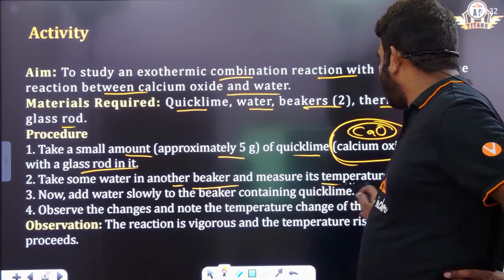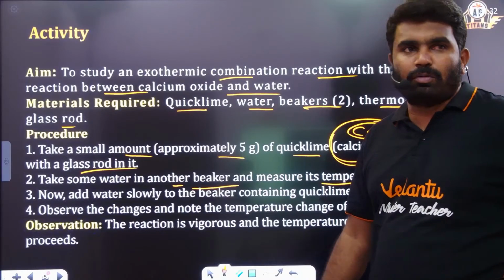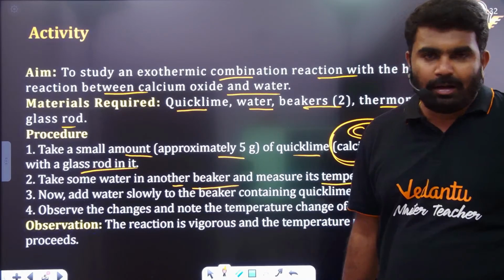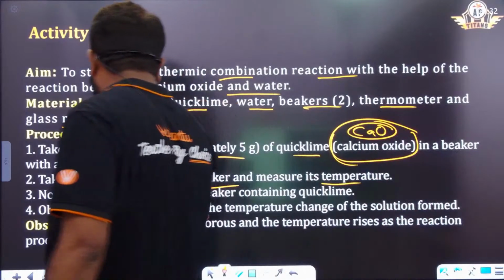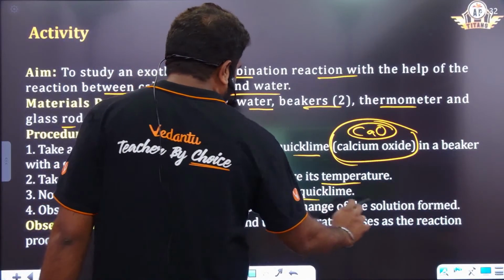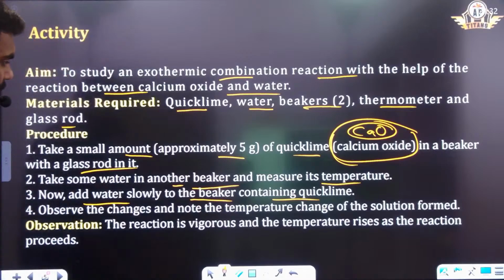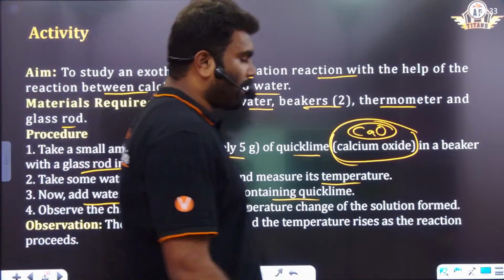So measure its temperature. What we have to do is measure the temperature. Now add water slowly to the beaker containing quicklime.